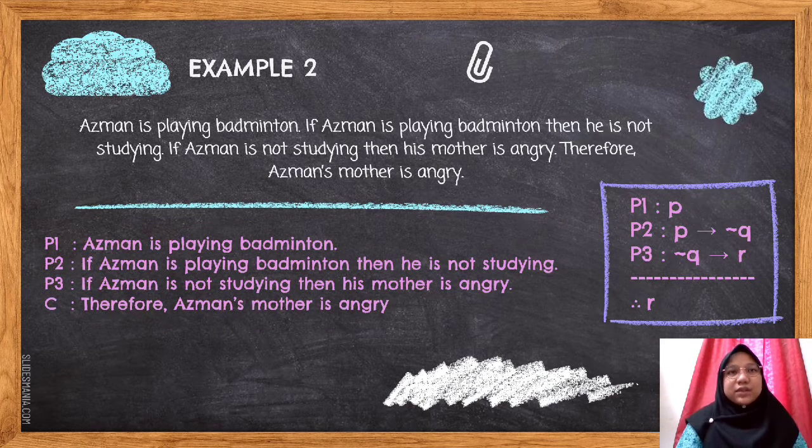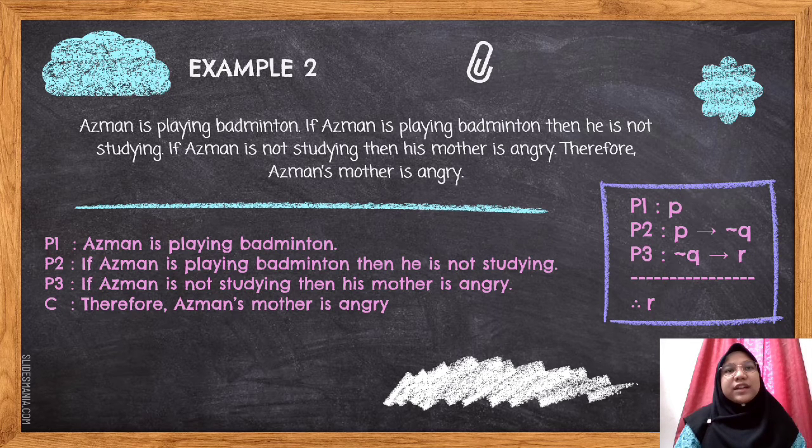The second example, Azman is playing badminton. If Azman is playing badminton, then he is not studying. If Azman is not studying, then his mother is angry. Therefore, Azman's mother is angry. From this, we can separate it into 3 premises and a conclusion. First premise, Azman is playing badminton. Second, if Azman is playing badminton, then he is not studying. The third one, if Azman is not studying, then his mother is angry. And the conclusion is, therefore, Azman's mother is angry.